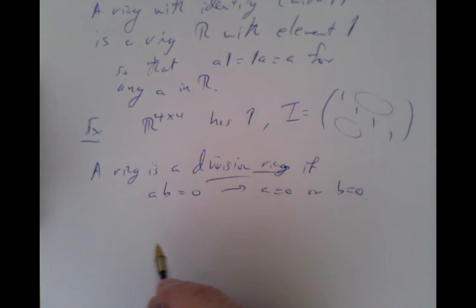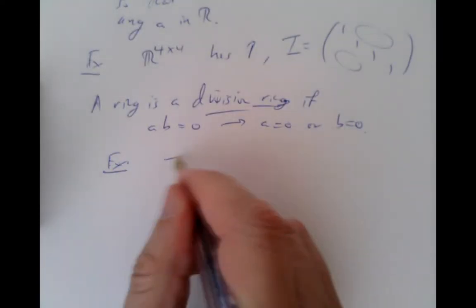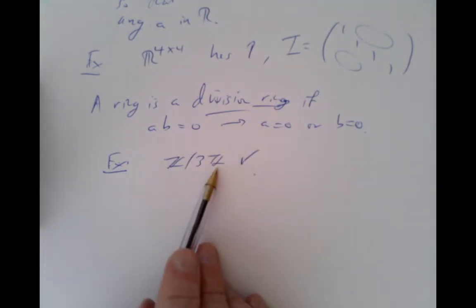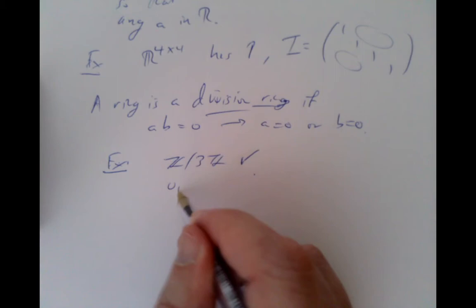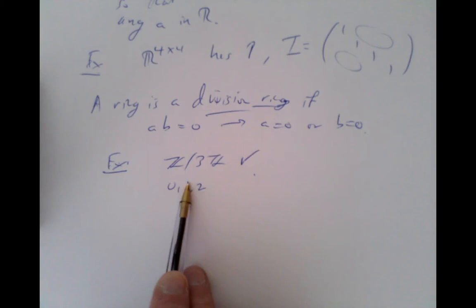So, as an example, if you look at Z mod 3Z, it's a division ring. And you can check it easily enough, because it actually only has 0, 1, and 2 in it. So we'd only have to check that 1 times 2 is 2, which gives you a non-zero element. So the only way to multiply to get a zero would be to take 1 times 0 or 2 times 0.